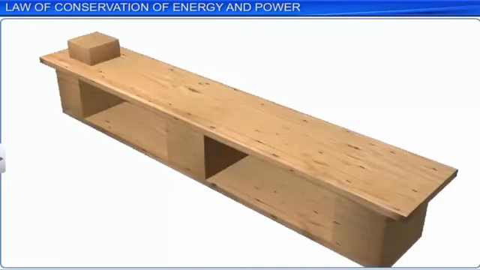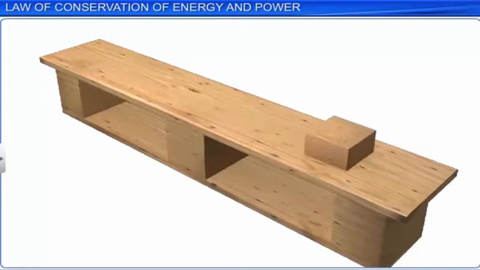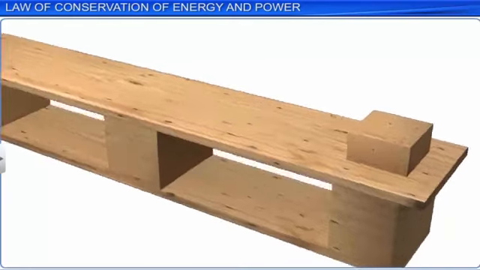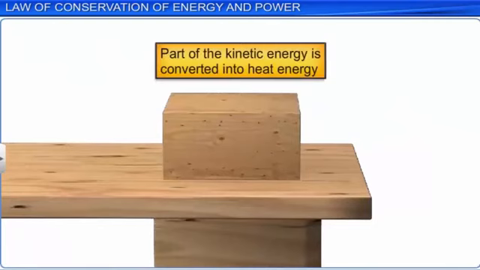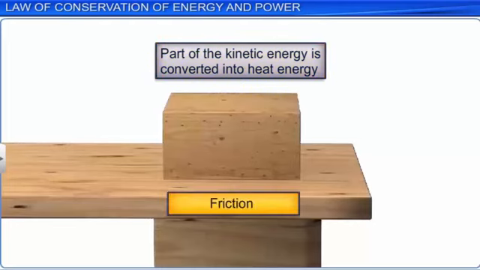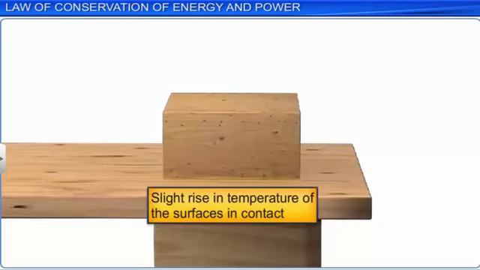Consider that a body is given a push and is then released. When it comes to rest, all its kinetic energy is lost, and a part of this kinetic energy is converted into heat, and the remaining is lost in doing work against friction. To overcome friction, there is a slight rise in the temperature of the surfaces in contact.